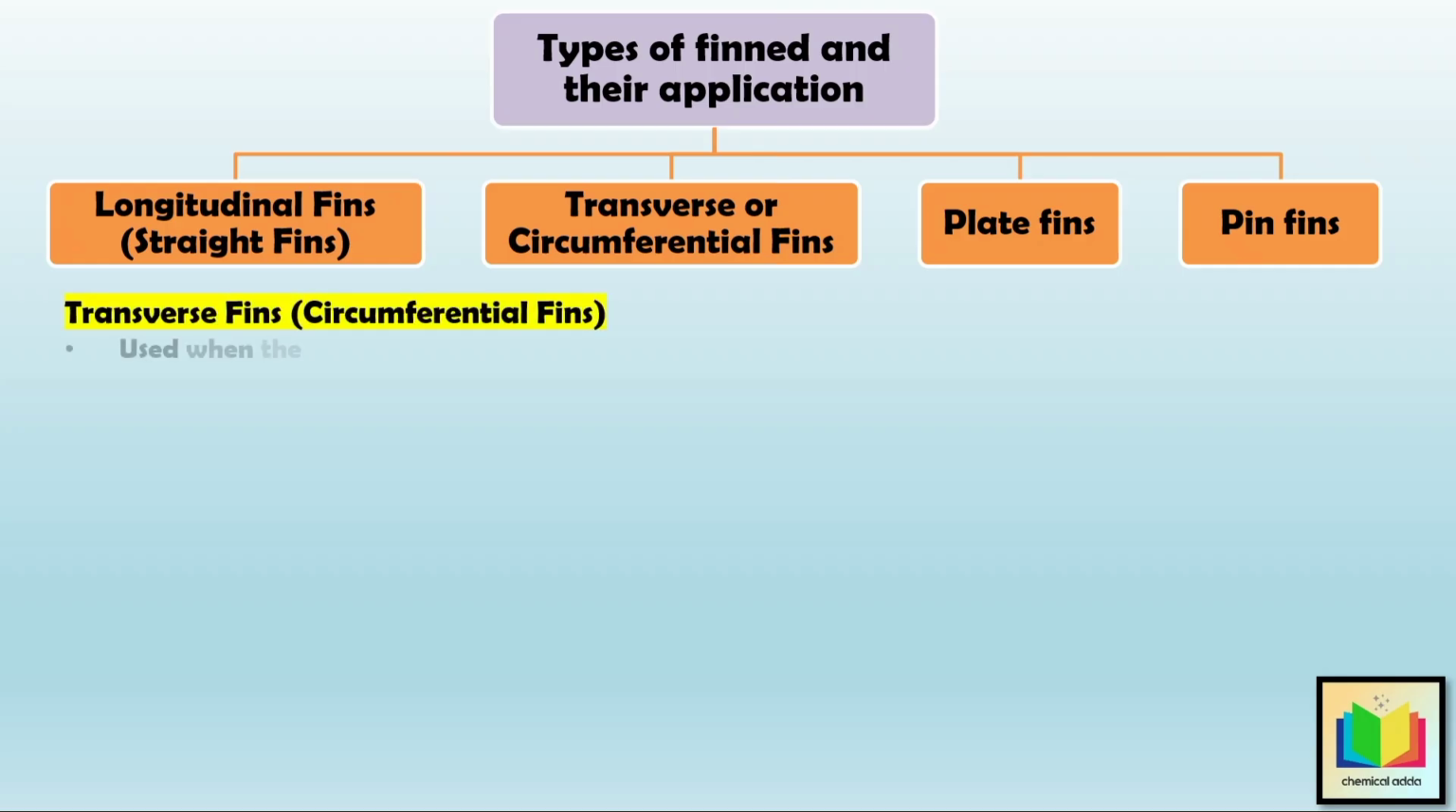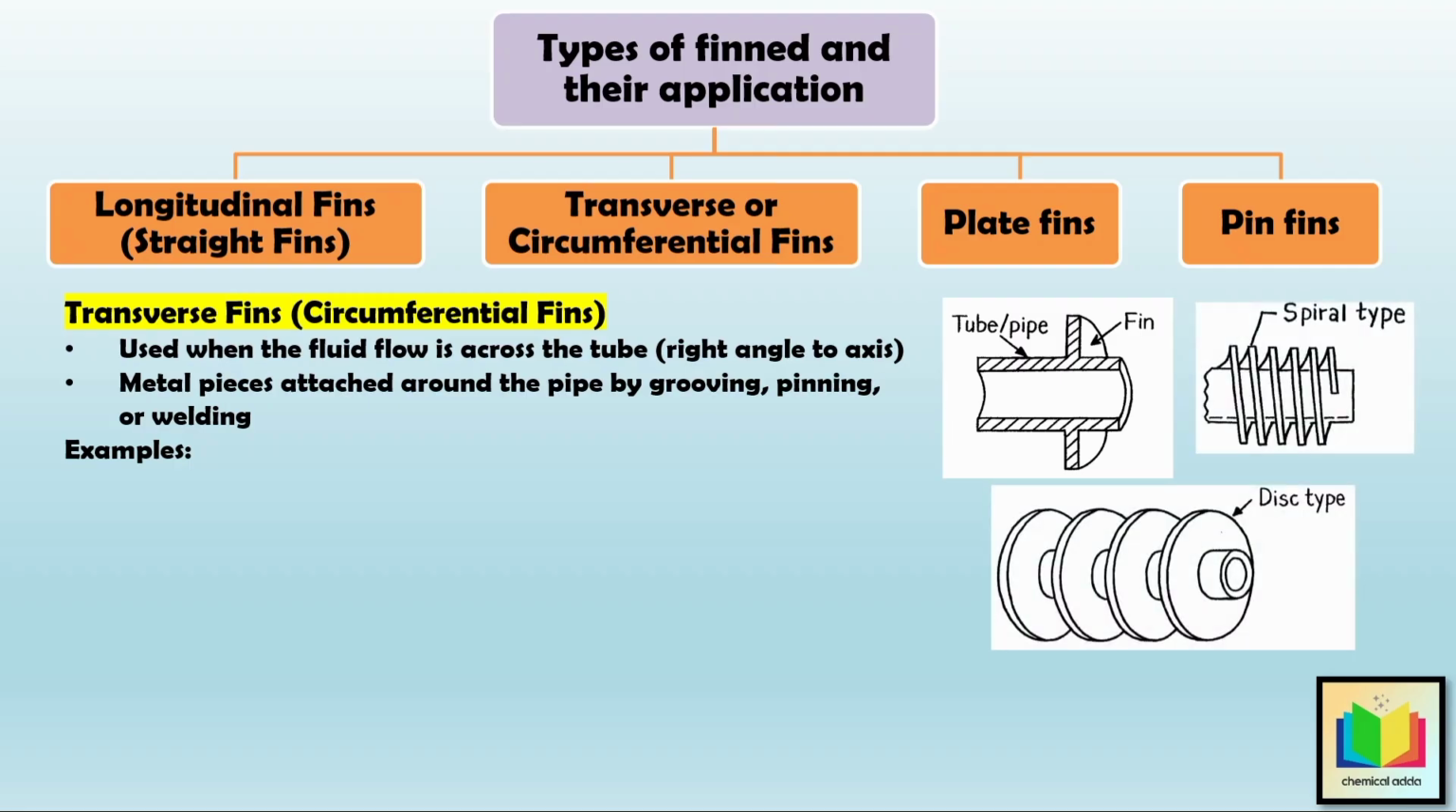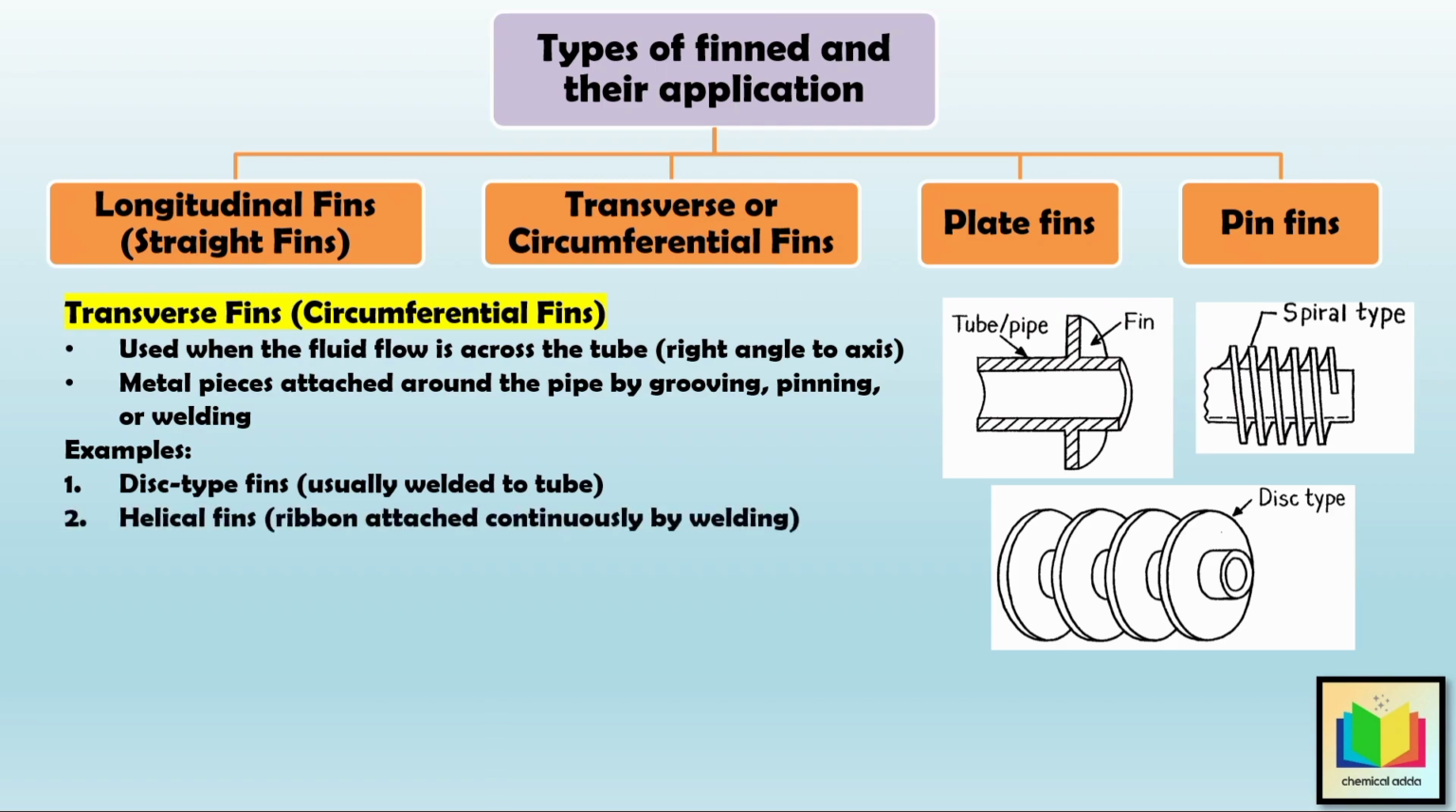So, the transverse fins are used when the fluid flow is across the tube, that is, at a right angle to the axis. And that's why, here, metal pieces are attached around the pipe, usually by grooving and pinning, or sometimes by welding. Then the example of transverse fins is disc-type fins, which are transverse fins usually welded to the tube. Next is helical fins, which are made by attaching a ribbon continuously around the tube, often by welding. Next type is discontinuous fins, such as star fins.